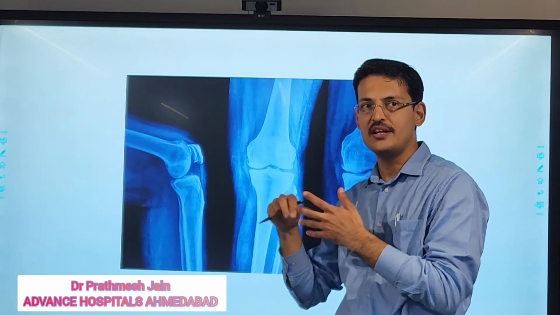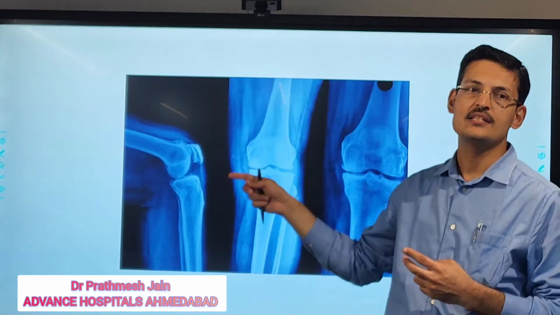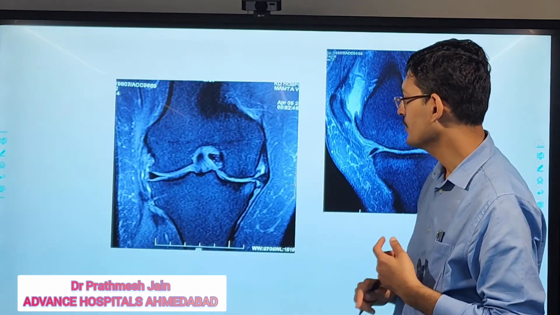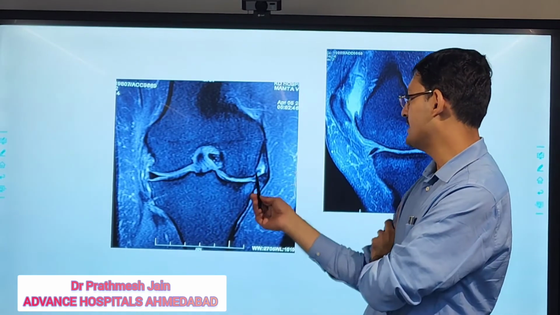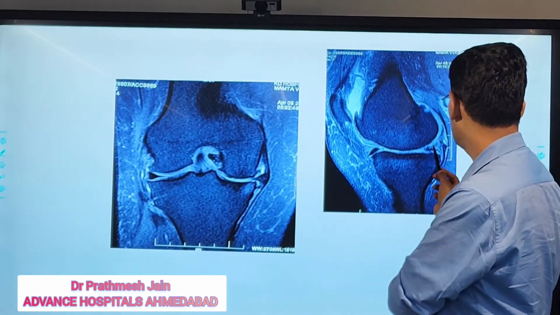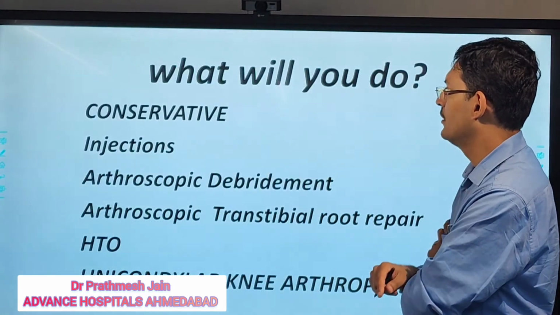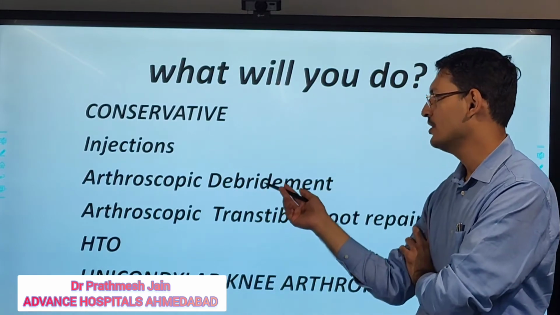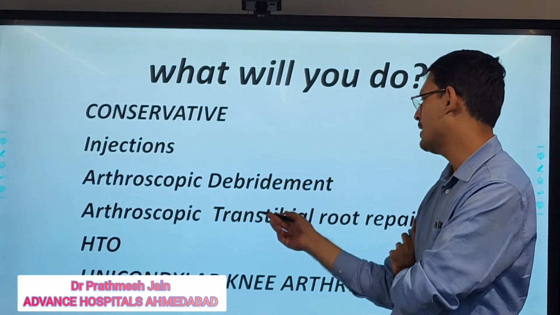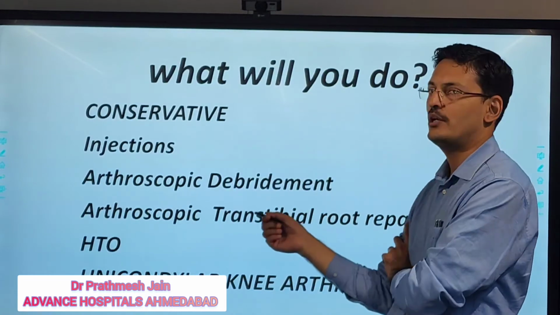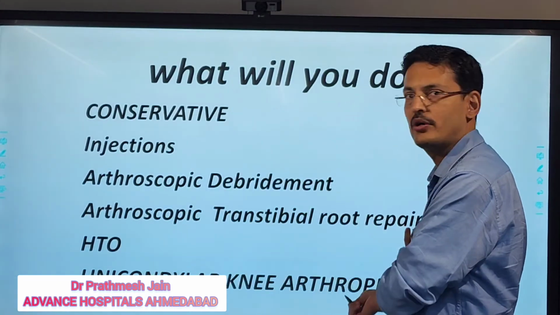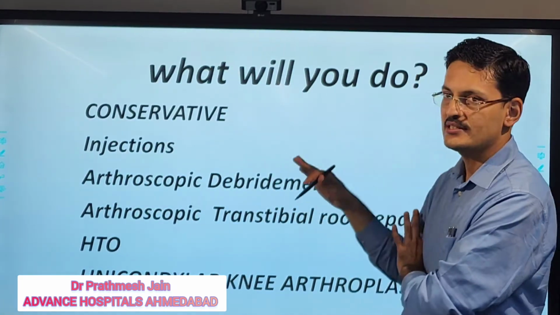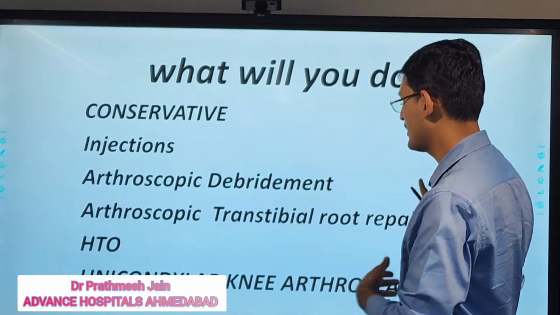This is a relatively difficult case because, as I told you from the history, she has a chronic tear, and she had symptoms for about 2 years. When we do the MRI, you can see there is a significant extrusion here, and a ghost sign is present. Now, the options at this point are conservative: you can put injections, do arthroscopic debridement, do an arthroscopic transtibial root repair, do a high tibial osteotomy, or do a unicondylar knee arthroplasty. All these options are there, but what we have done is something different from everything described here.